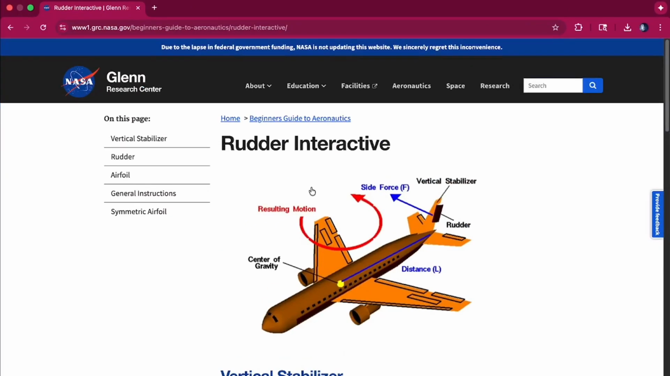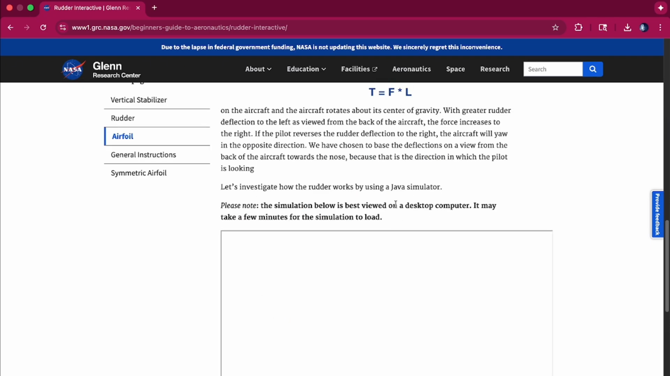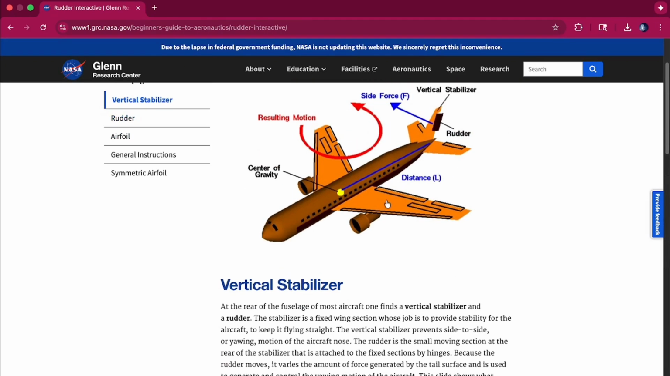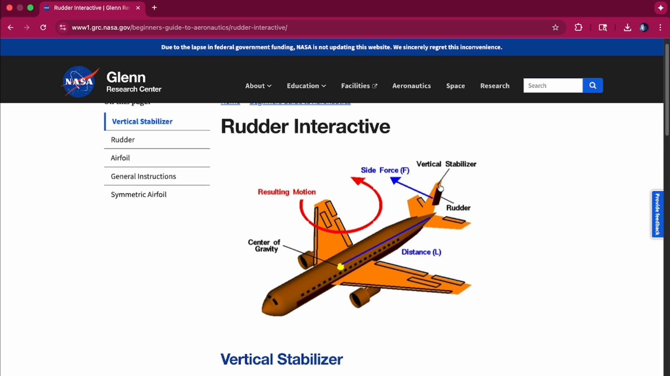So let's take a look at the rudder interactive here. We can see that this is a bit different. The rudders are essentially, this is the vertical stabilizer. We also have the side force, the rudder right here. And we have the resulting motion going around the wing. The distance between the center of gravity and the rudder is associated with the rudder. That's vertical stabilizer, and that's probably what happened in the American Airlines incident.